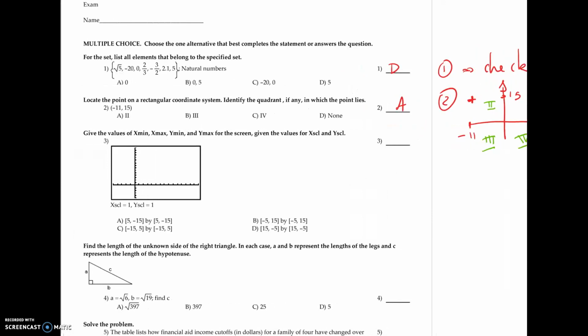Now, give the value of x-min, x-max, y-min, and y-max for the screen, given the value of x scale and y scale. You have 1 for the x scale and 1 for the y scale. Therefore, you can see the x-max, which will be right here, then y-max, x-min right here, and y-min. At the end of the day, for problem number 3, the answer is going to be B. Because when you look at B, you have plus 15. Remember 1, 2, 3, up to plus 15 for x-max, negative 5 for x-min, and same thing for y.